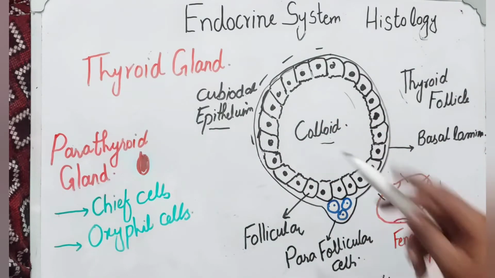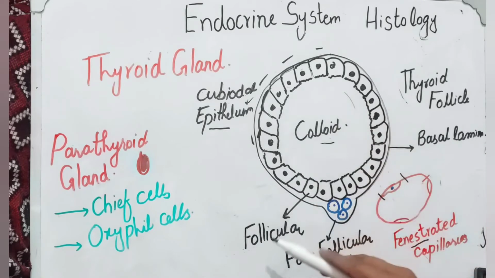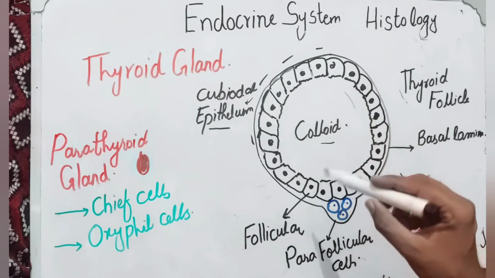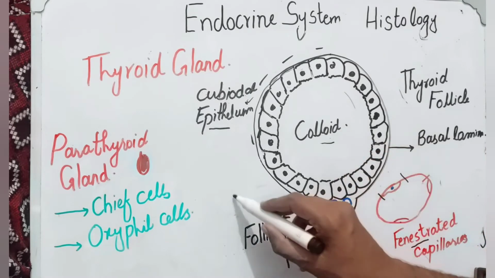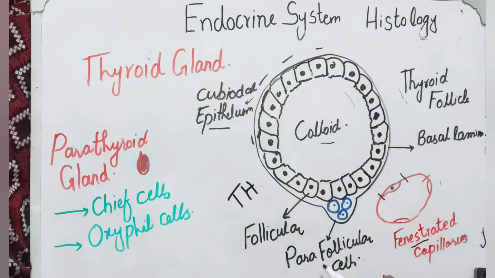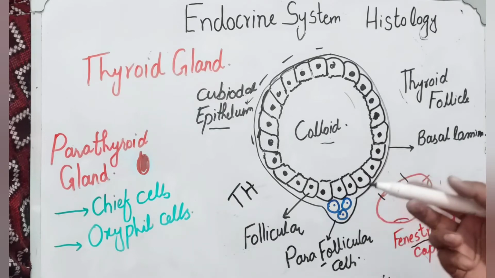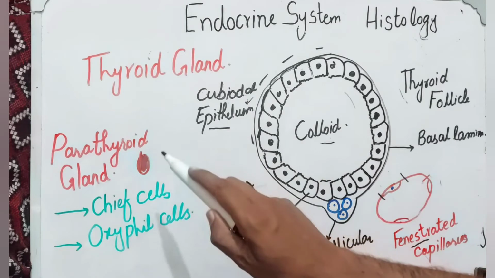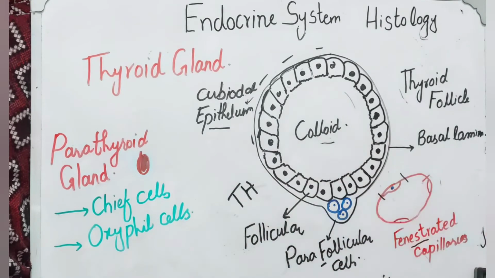Now the most important point is that the cuboidal epithelial cells are called the follicular cells. These follicular cells are involved in the production and release of thyroid hormone, and the gland mainly consists of other cells as well. These are the parafollicular cells. These mainly release calcitonin, which acts in balance with the parathyroid hormone from the parathyroid gland and maintains the calcium level. These are the parafollicular cells.